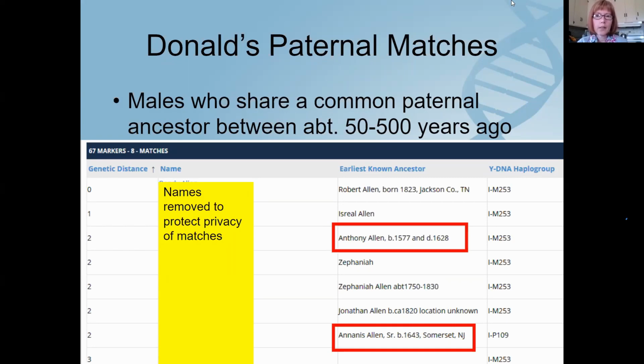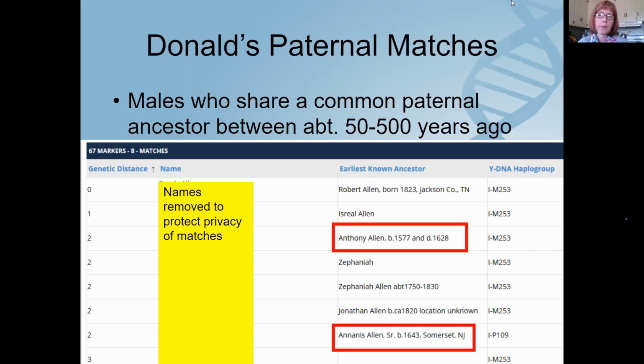And it also helped us further into figuring out that basically we think that all of these Allens that are listed here, all of my dad's matches, are descended from one guy who came over to the US. And we figured that out by talking to each other. So again, you have to contact your matches, you have to talk to them. You also can do research on them because a lot of them have put in there who their earliest known ancestor is. So you can look up who's Anthony Allen, who's Zephaniah Allen, who's Jonathan Allen, and you can do some research on that yourself without the match's cooperation.